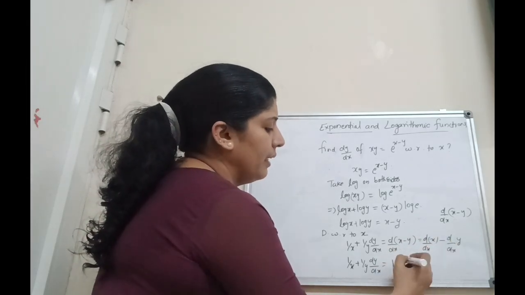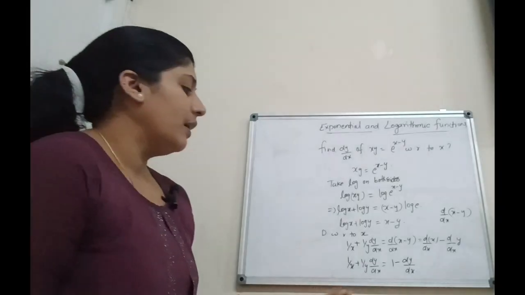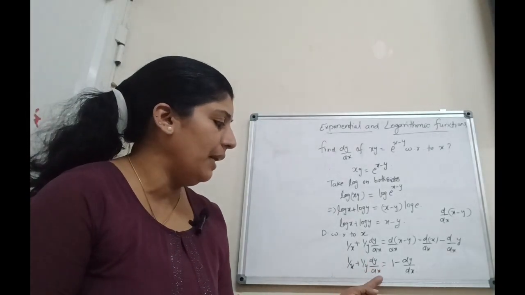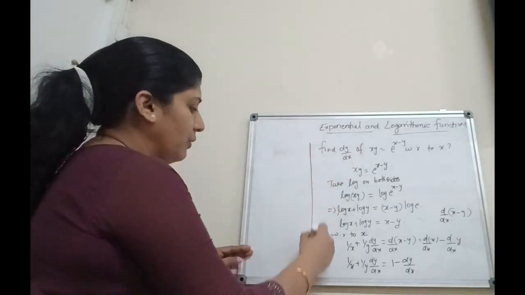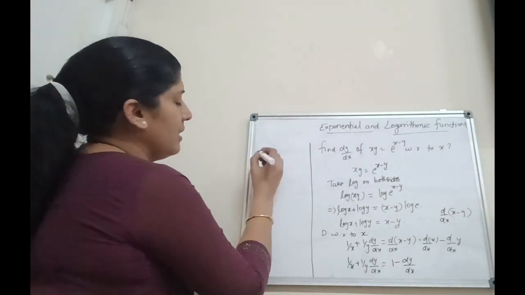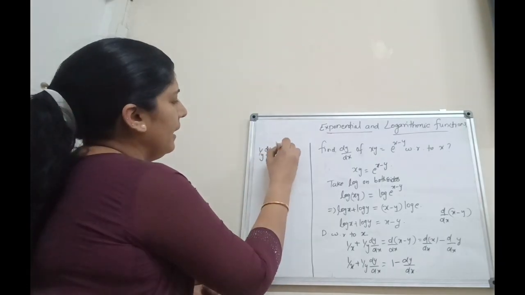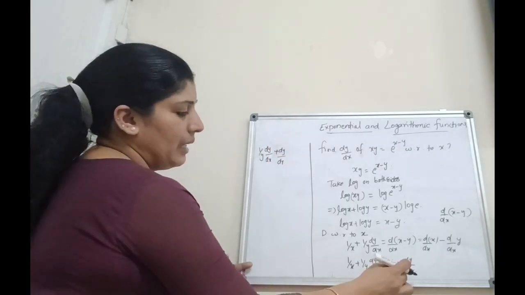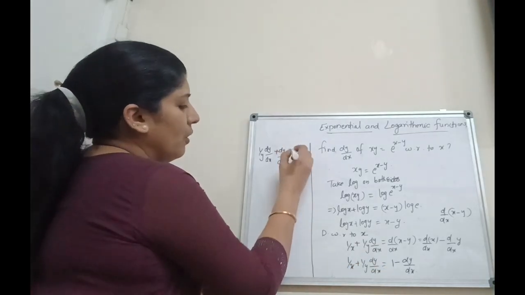1 minus dy by dx. Then next, here 1 by y dy by dx, here minus dy by dx. Take it as this side. That is, we have to take dy by dx terms. That is 1 by y into dy by dx plus dy by dx, here minus dy by dx. We can take this side, that is plus dy by dx equal to 1.